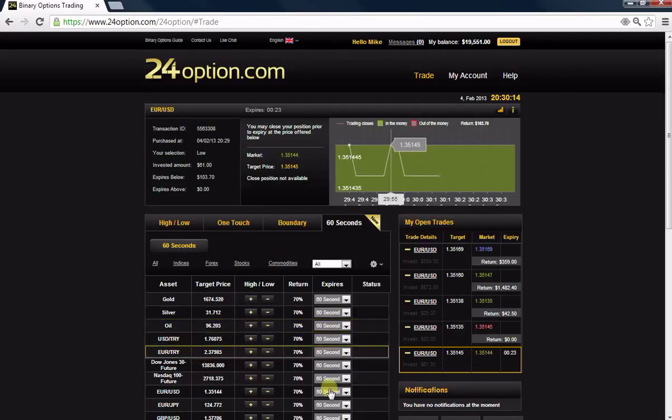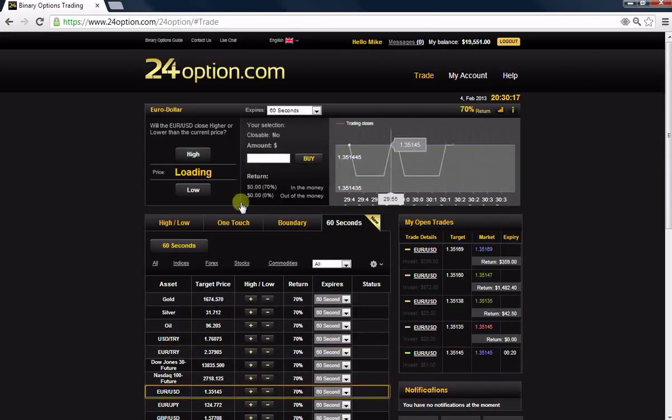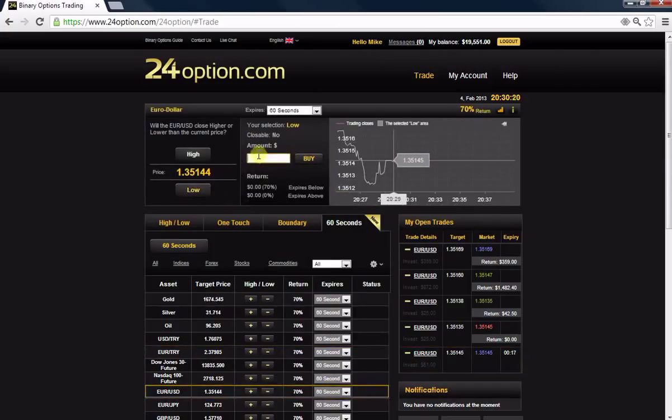We're gonna want to go to the Euro-US dollar again, hit low, go with $25 again. Now it may tie. Regardless, okay, it looks like we're gonna win this one. We're gonna continue with $25. Okay, we won that $61, so we got our $17. Here again, our balance is $19,654.